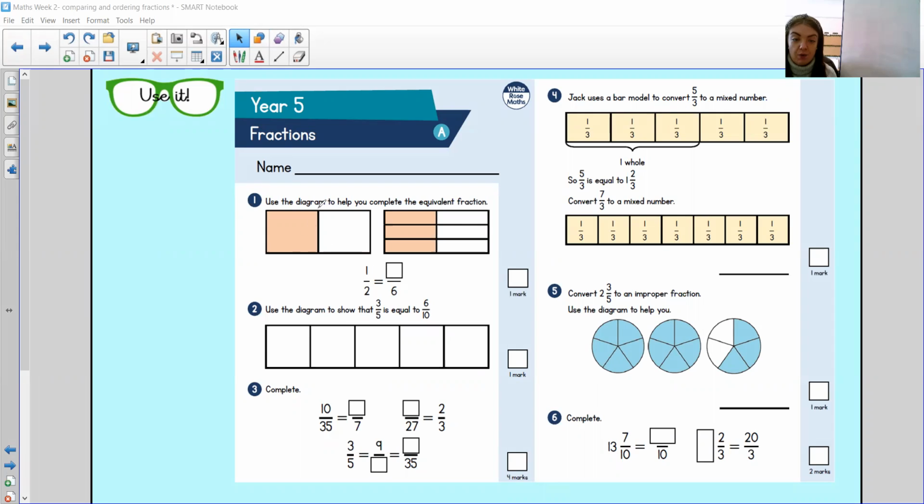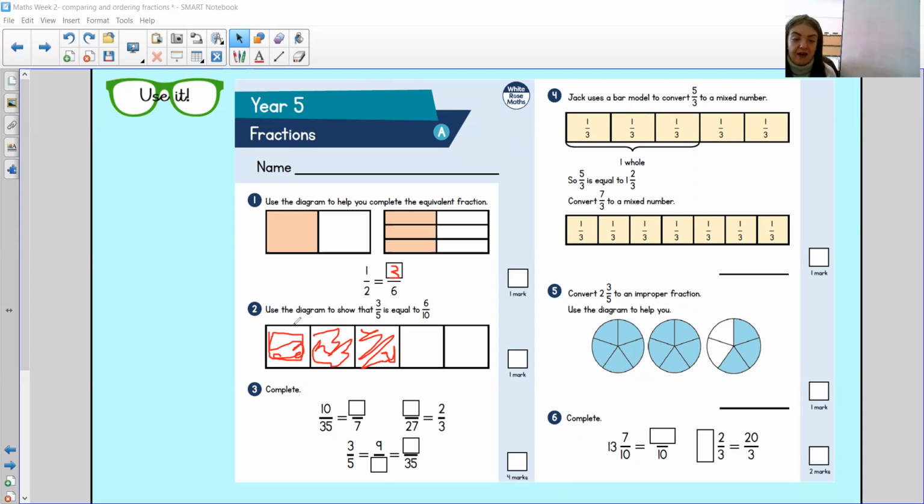So here I can see 1/2 is equal to 3/6. This one here, you can show that 3/5 is equal to 6/10. So this one here, you should have shaded your 3/5 first. This is a way that you could, and I saw the other day that Sophia actually did this on one of her questions, which was brilliant. So hopefully you're smashing that one, Sophia.